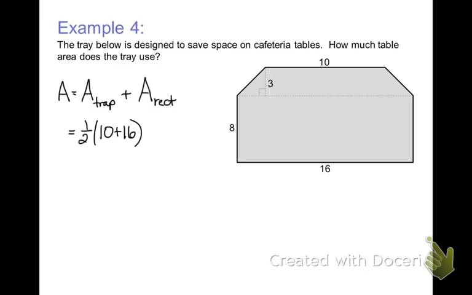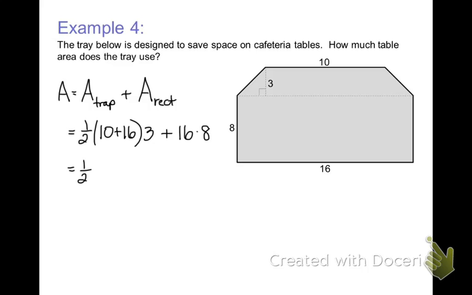1/2 bases times height, right? Is that my perpendicular height that they've given me? Yeah, that's what I want, so that is a good height. They didn't give me the slant, so I'm good to go. Plus, and then the area of the rectangle, how do you find that? Base times height, which is 16 times 8. Very good.